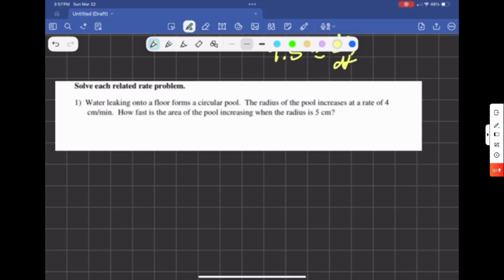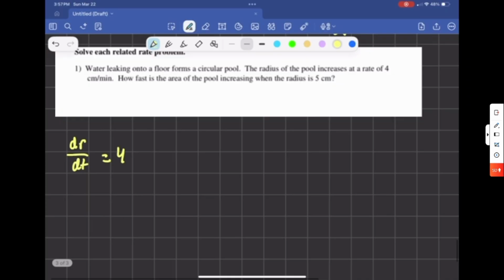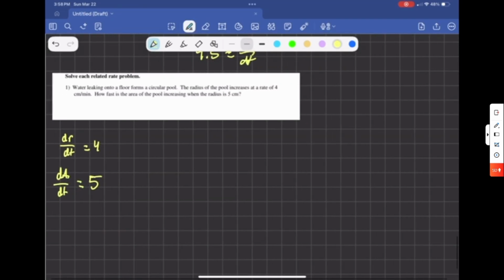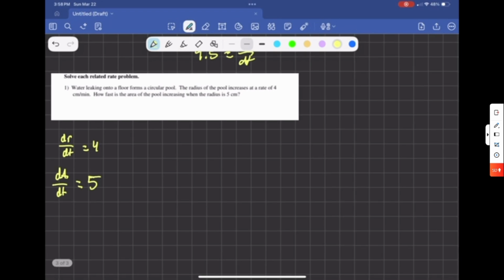So here we're given that the radius is increasing, so dr over dt equals 4 centimeters per minute. It's asking us how fast the area is increasing, and it's a circle. Sorry, dA over dt is unknown. r is 5. There you go.